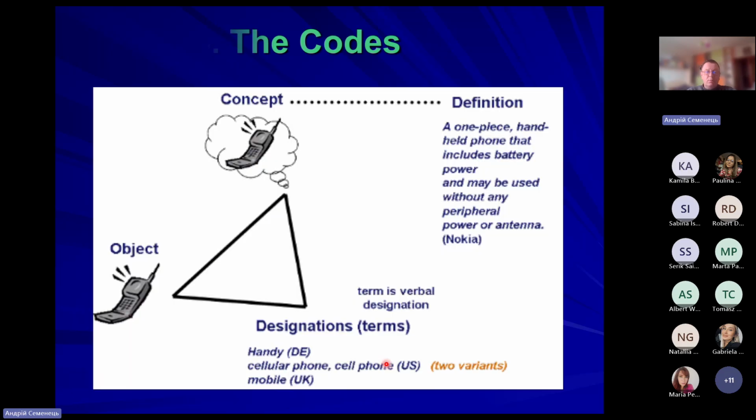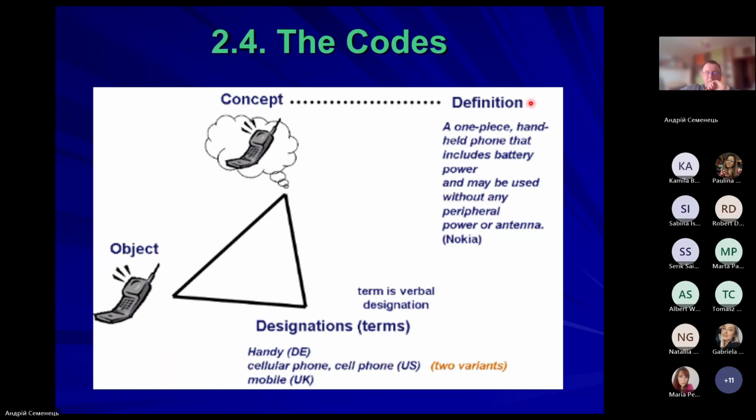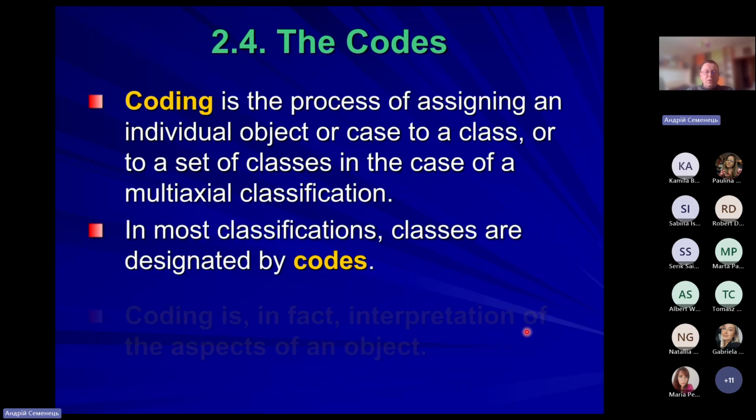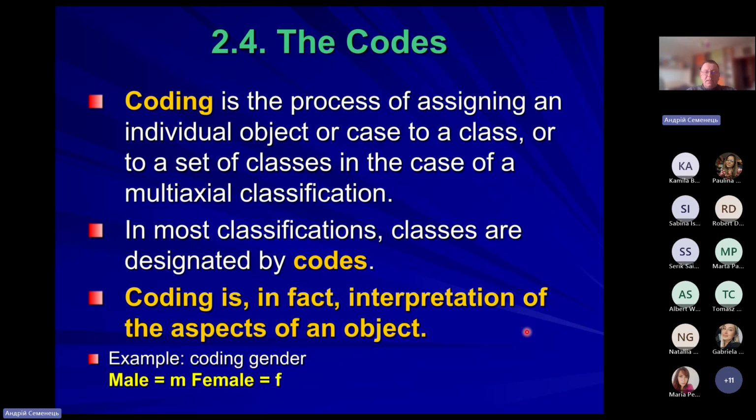So here is object, concept definition, what is this, and verbal designators according to different languages and so on. So coding, as already mentioned, is the process of assigning an individual object or case to a class or a set of classes in case of a multi-axial classification system. In most classifications, classes are designated by code. So code is in fact an interpretation of aspects of an object.